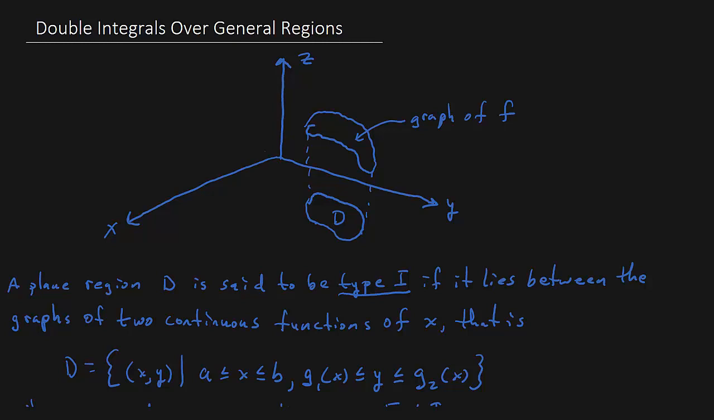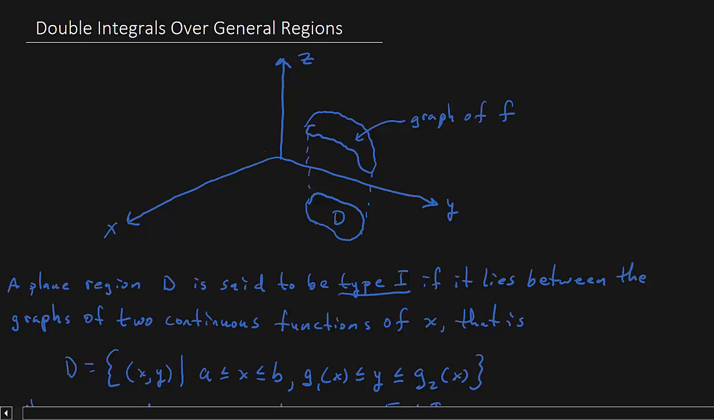Now, if you've been watching these videos, you know in the last video we did double integrals over rectangular regions. These are general regions, and it looks something like this. Here's the graph of f, and then here's our general region right here, D. Let's go ahead and get started.